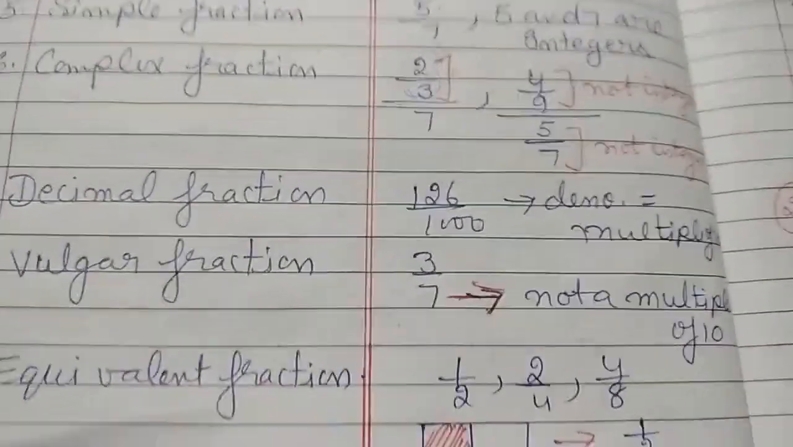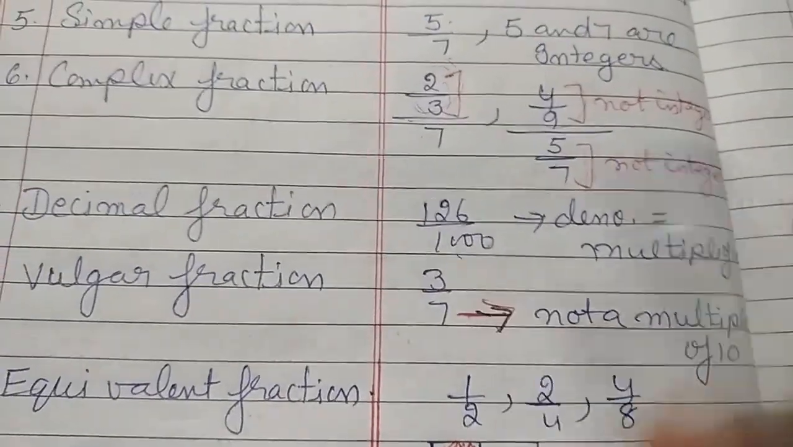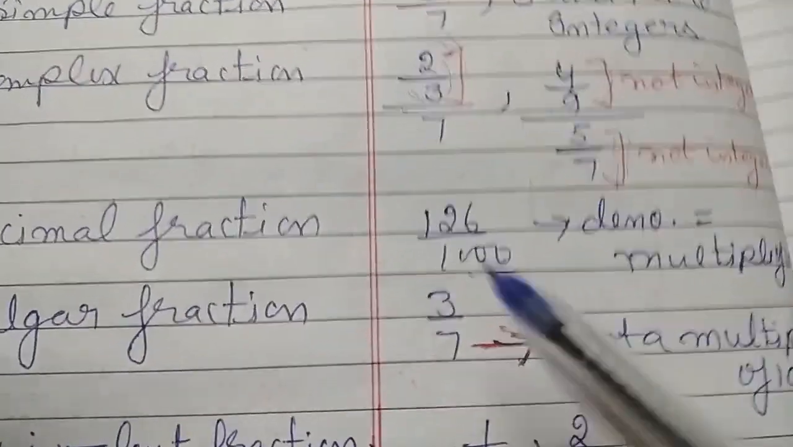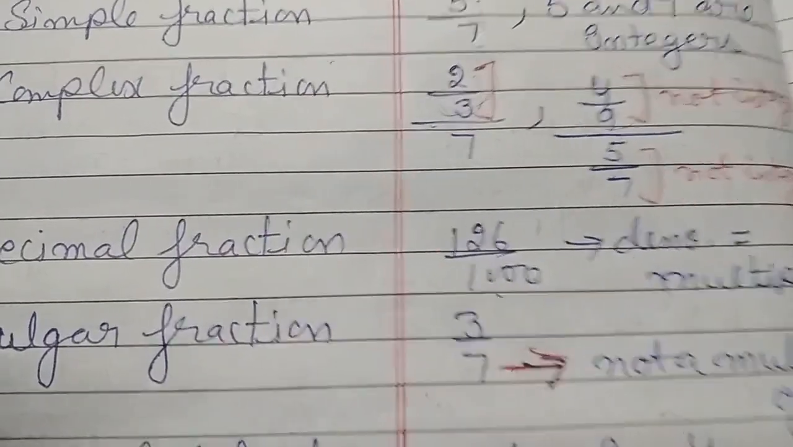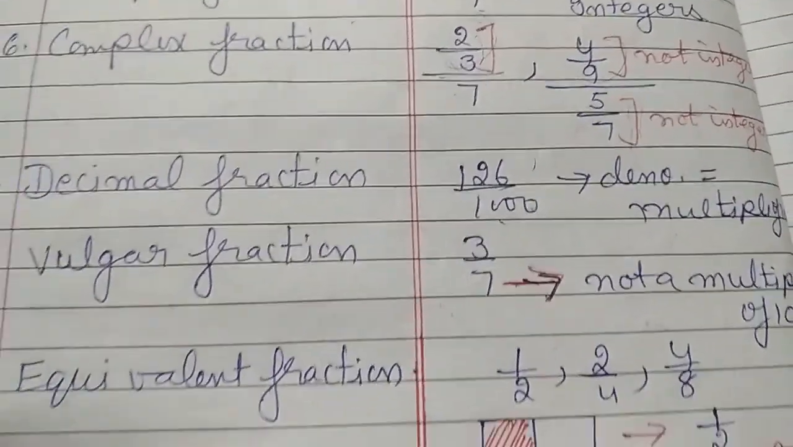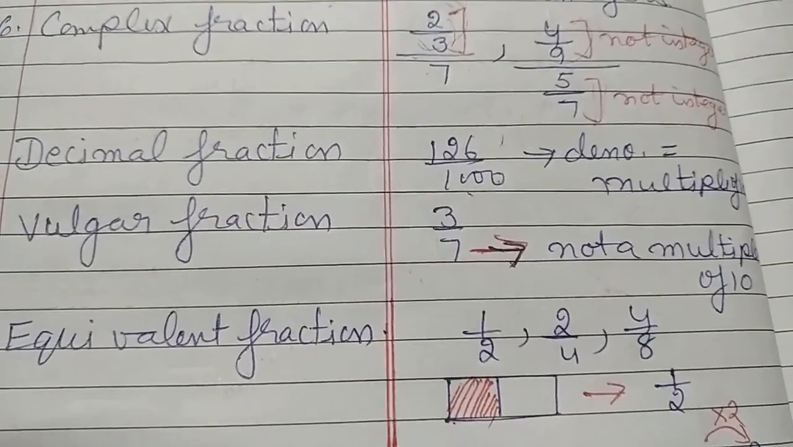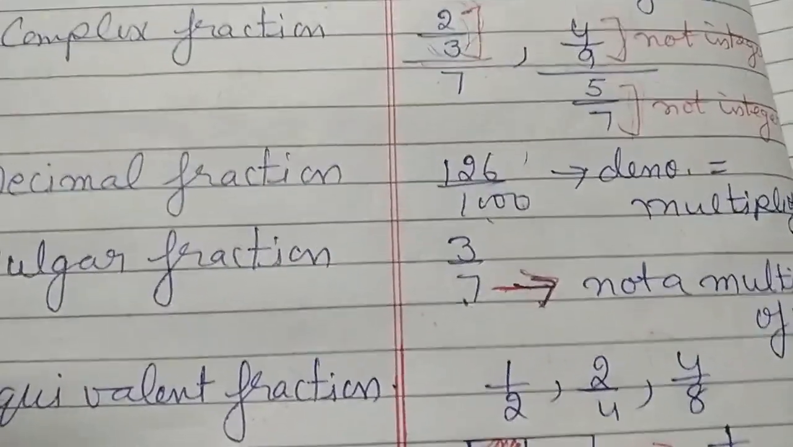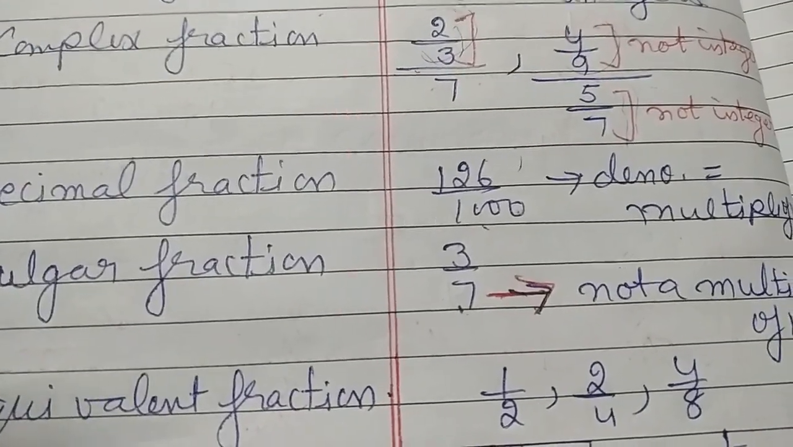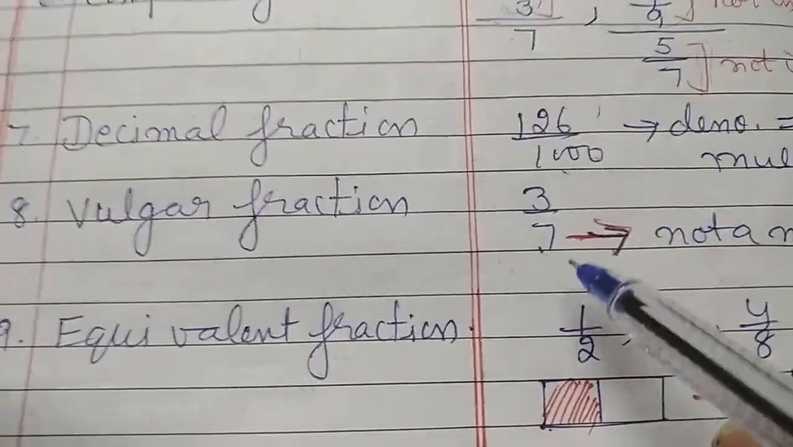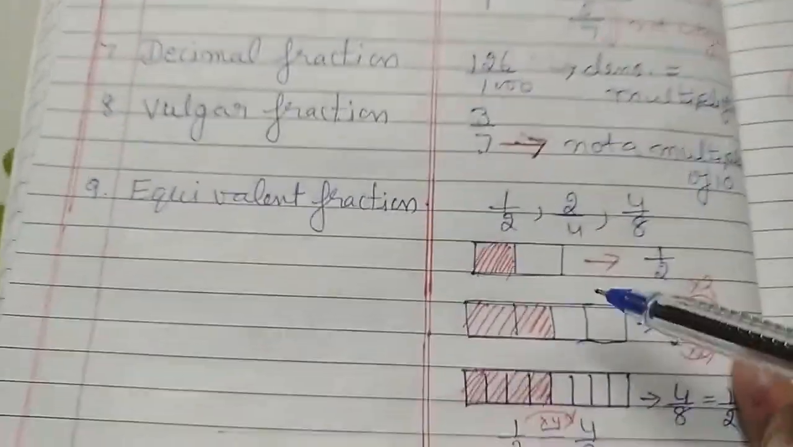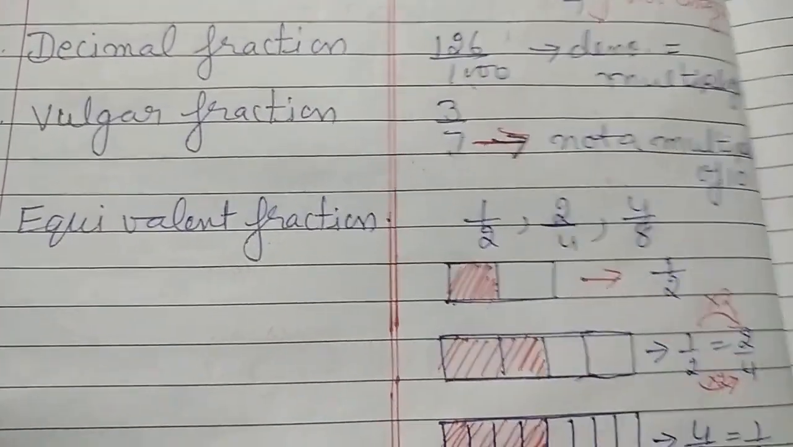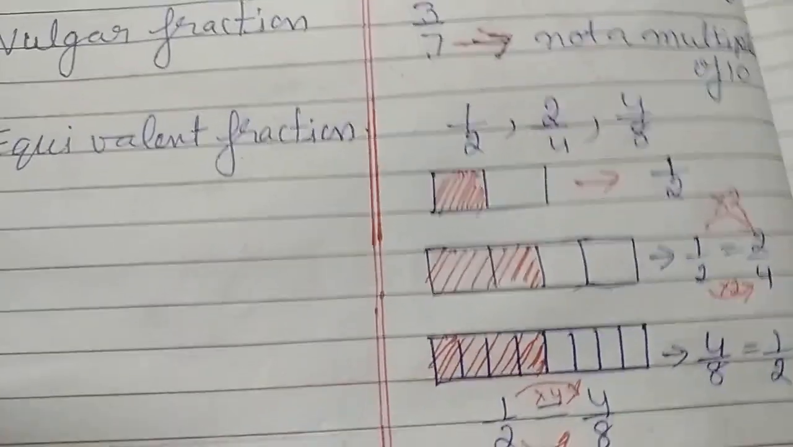A decimal fraction is one in which the denominator is a multiple of 10, like 10, 100, 1000, and any number is written in the numerator. We call that a decimal fraction. A vulgar fraction means the denominator is not a multiple of 10, not in the form of 10, so we consider it a vulgar fraction. Equivalent fraction means if you reduce any fraction into its lowest form, it becomes the original fraction.